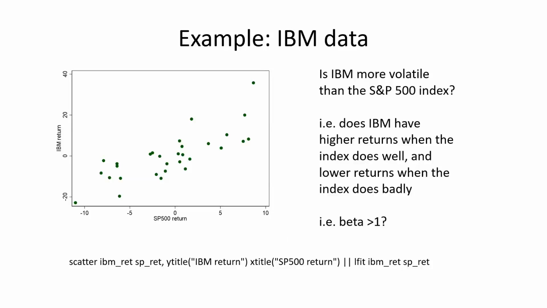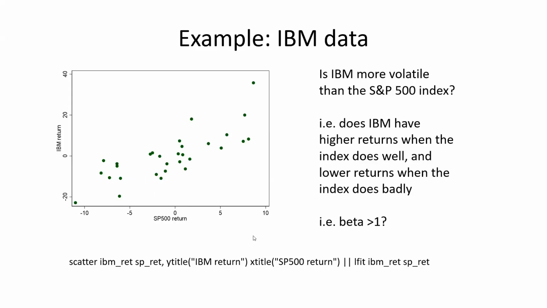So that was a lot of theory. Here's an example. Going back to the data with the IBM return and the S&P 500 return. Here's a scatter plot. There are 30 points, each representing a month. And what you can see is that if the S&P 500 had a positive return for the month, then because the slope is positive, IBM also tended to have a positive return. Likewise when it's negative.